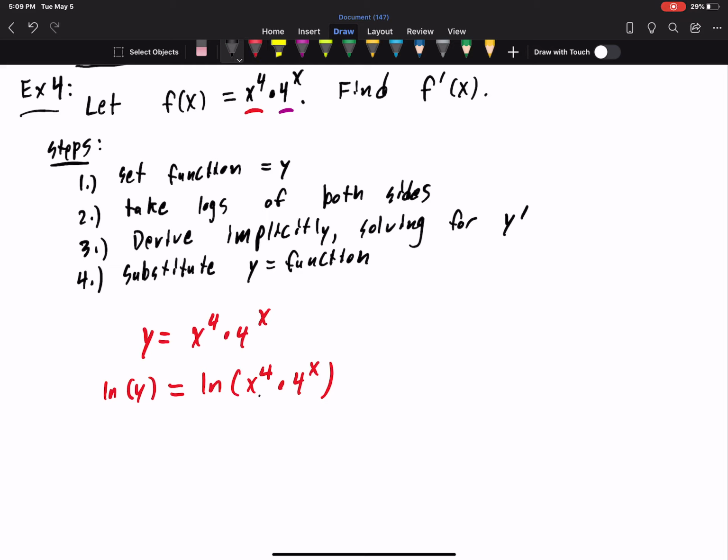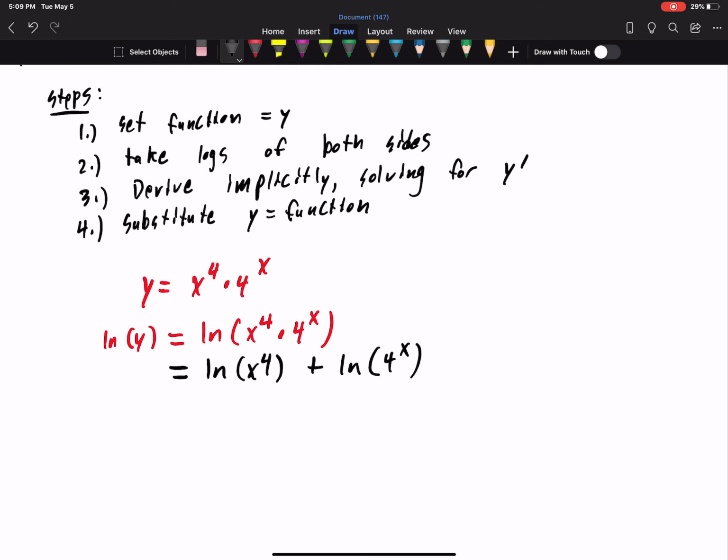So how do we use our log rules on the right-hand side here? The outermost thing that's happening on the inside of this log is that these functions are being multiplied. So we need to break this into a sum of logs, because that's happening before the exponentiation. So doing this gives us log of x to the fourth plus log of 4 to the xth. So multiplication on the inside of a log gets demoted to addition outside the logs. Hopefully you guys remember this from pre-calculus.